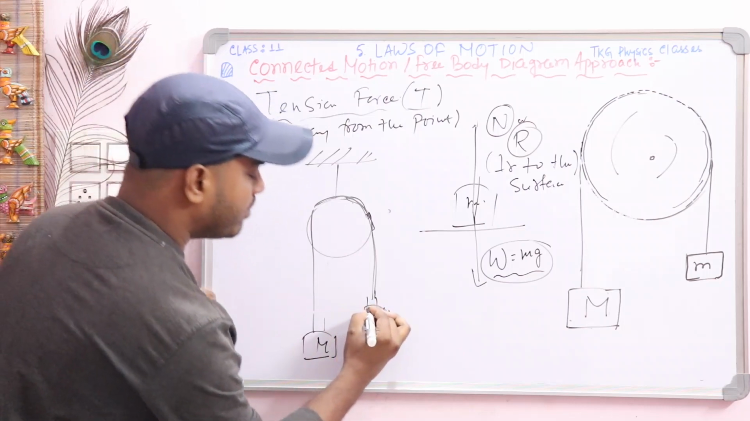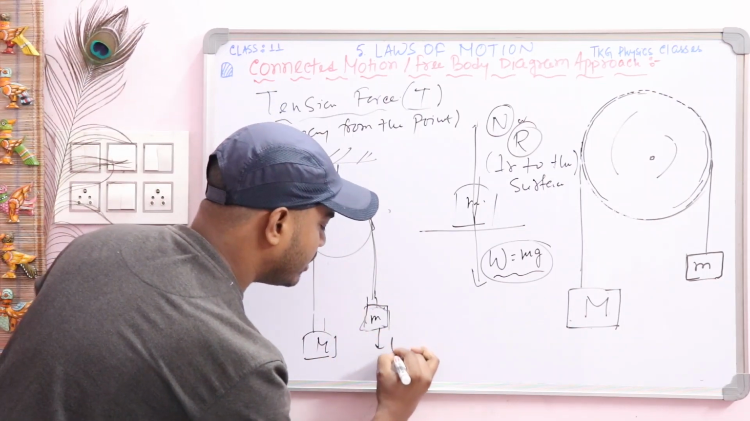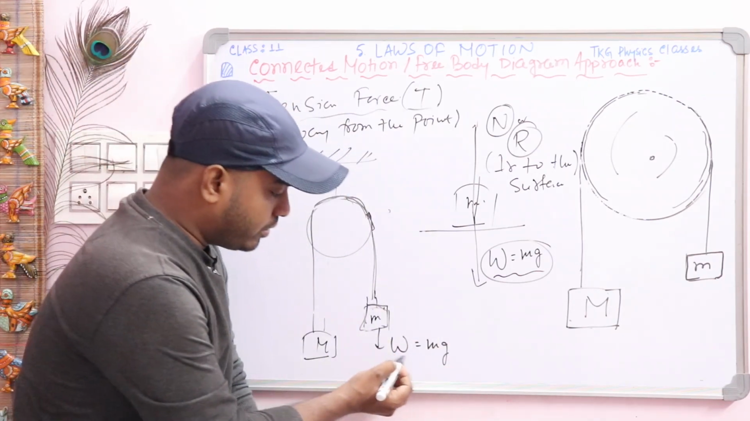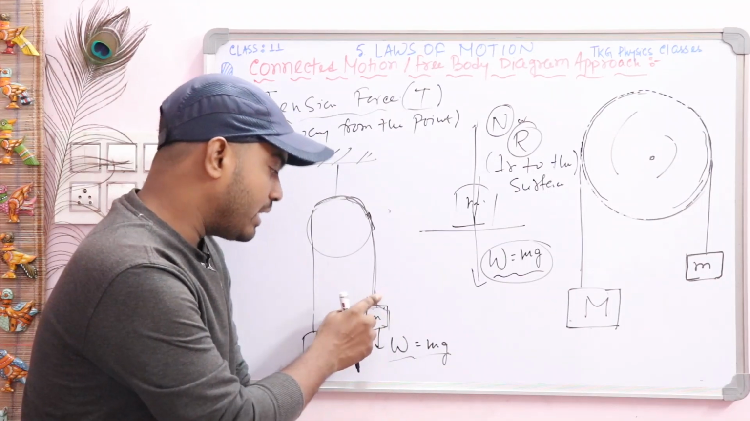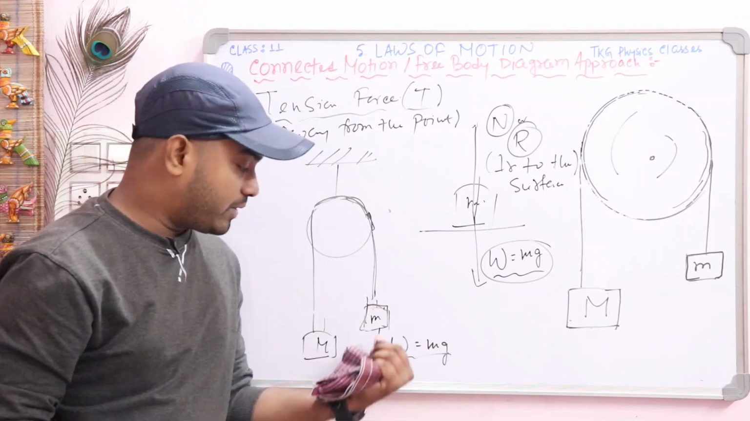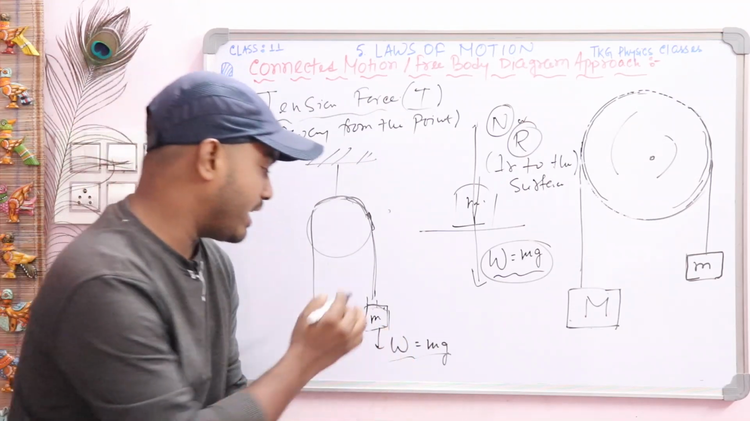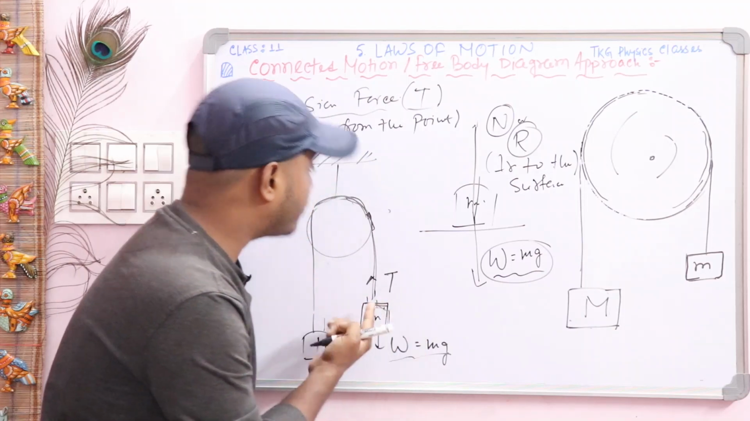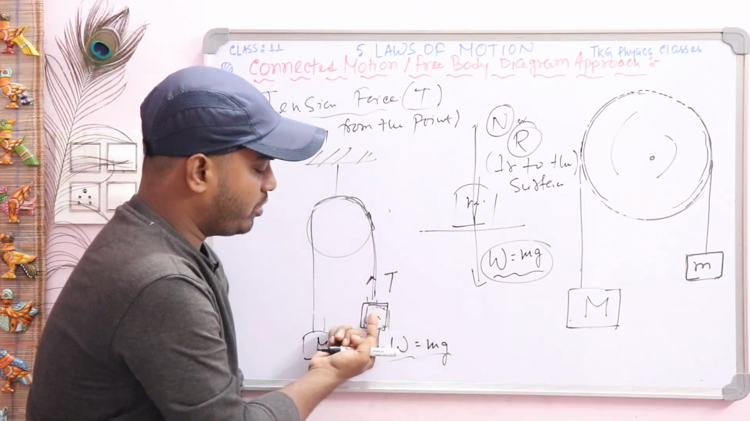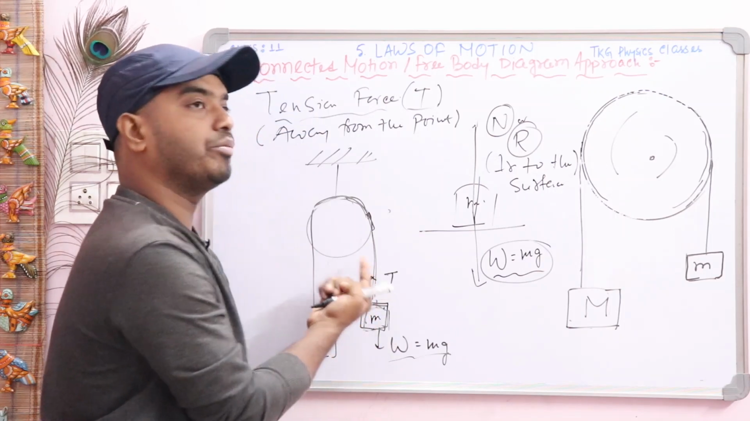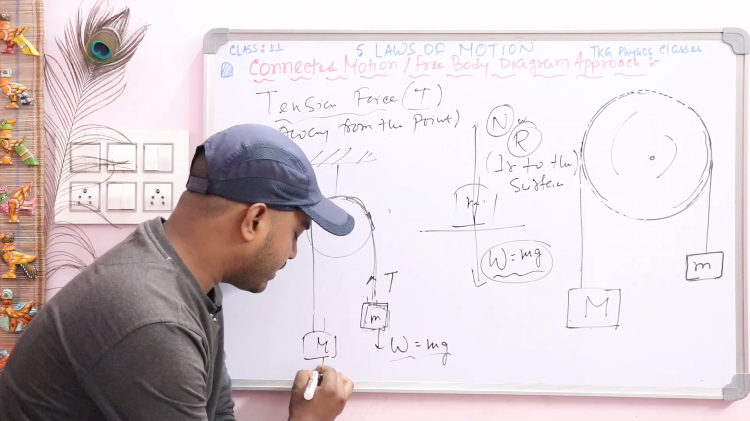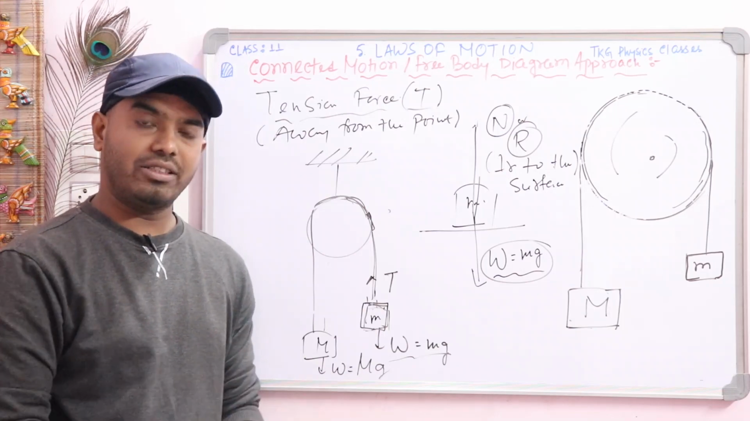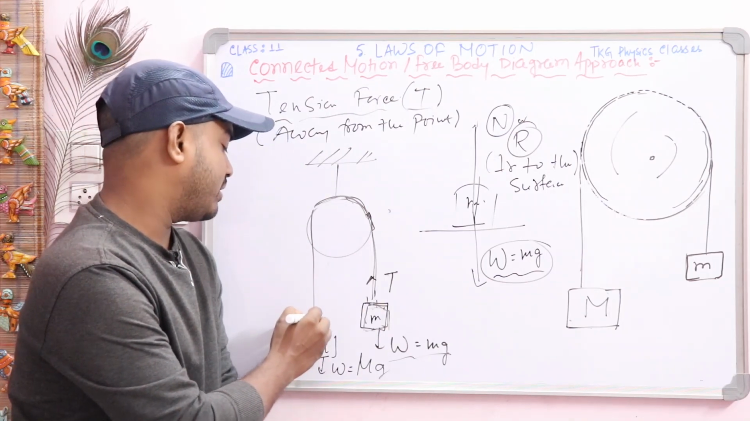Suppose here mass small m, that means the weight W is equal to m into g, which is directed vertically downward, right? Now this weight is directed vertically downward, so there is an upward direction force for this mass, and this upward direction force is named tension force. You see, the direction is always away from the point. Similarly for this body, weight W, equal to capital M into g, is directed vertically downward. Here also the tension force for this body is directed along this direction.